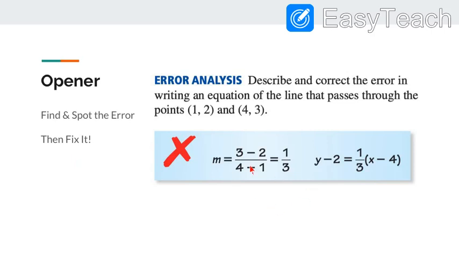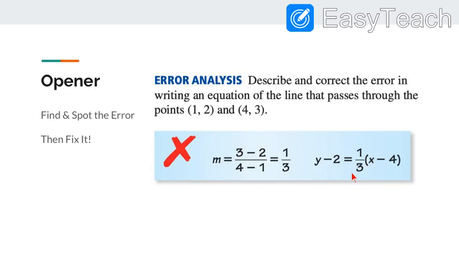Alright, so they did a few things right, but a few things wrong. First thing we want to look at is their slope. Did they do change in y over change in x? Which they did. They did y2 minus y1, giving 1. And then x2 minus x1, 4 minus 1 is 3. So this portion is correct.